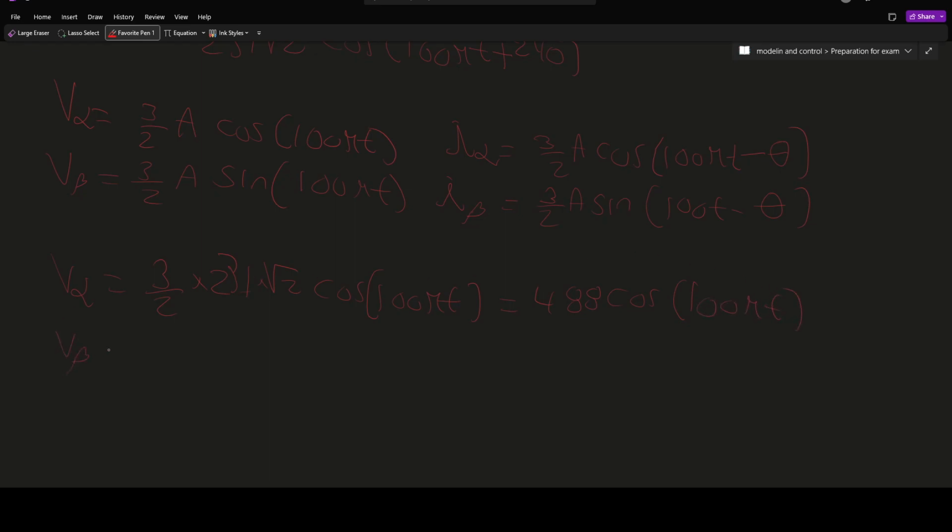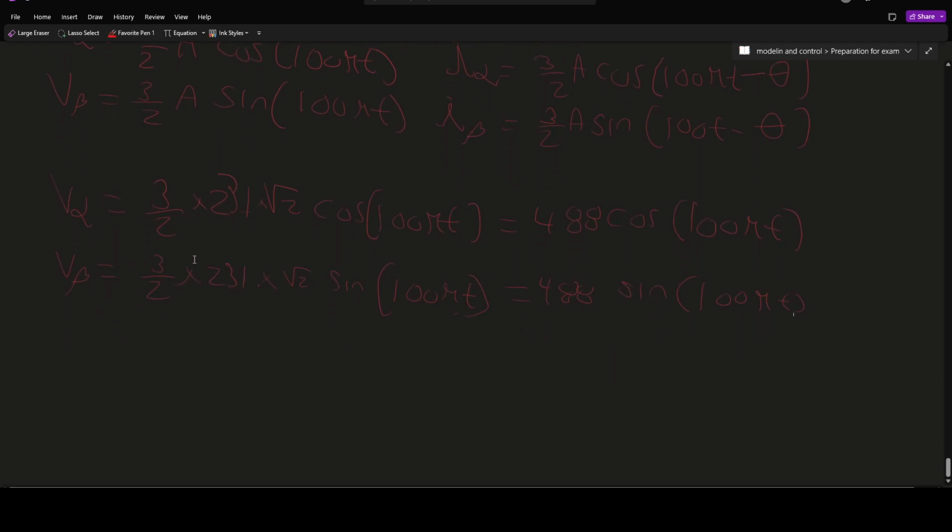And for our beta component, it's going to be 3 halves times 231 times square root of 2 of, well, this is not cosine, this is sine of 100 pi t. And the magnitude is going to be the same, but we are going to have sine 100 pi t. Okay, so this is our alpha beta components for our voltage.